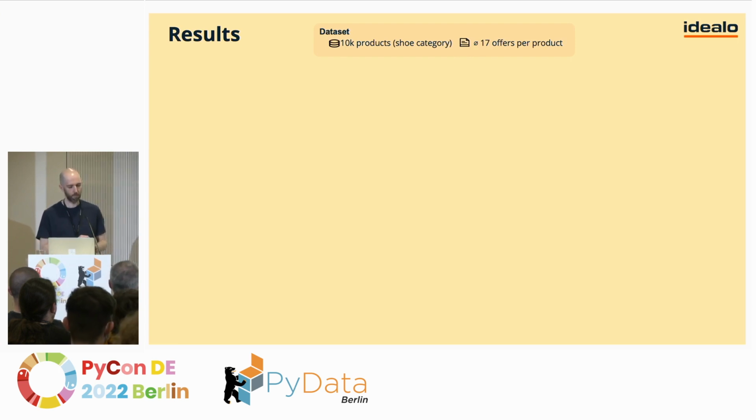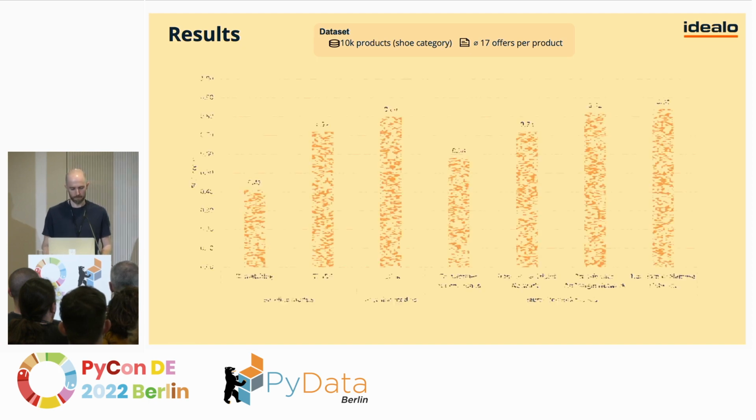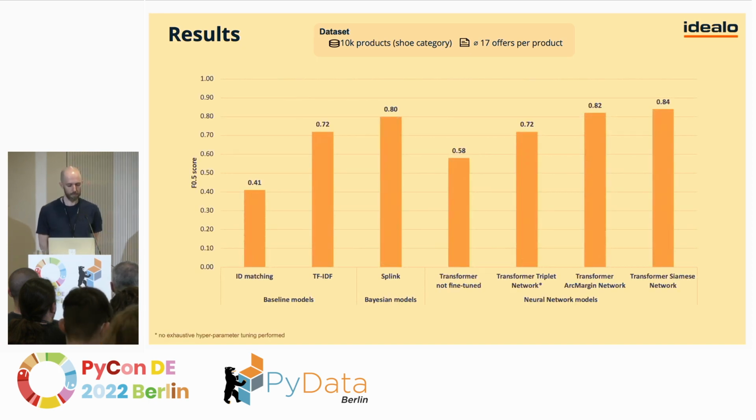Short disclaimer: all of these results are on a limited data set, so around 10,000 products, all from the shoe category, and on average I think there were 17 offers per product. So it's not a huge data set, but it was the biggest data set for which we have all of these numbers available for the different approaches. The final models that we productionized are trained on much more data. And these would be the results here.